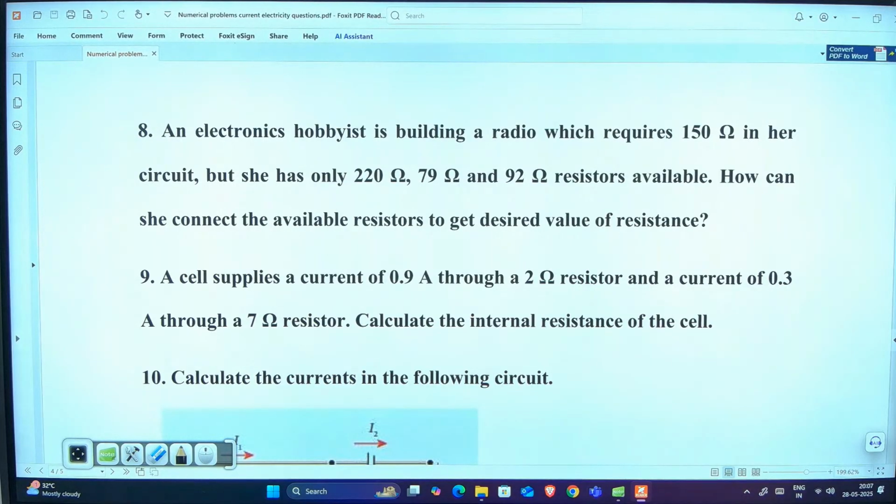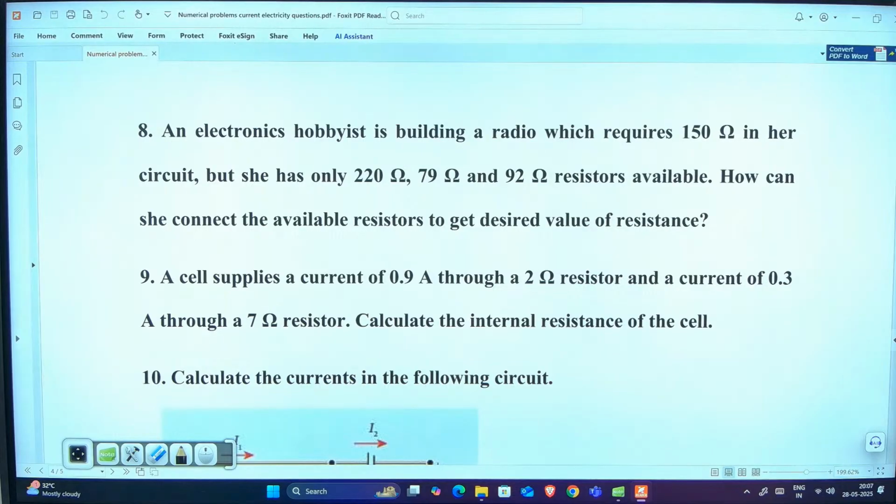Only 58 will come. You got 79 and 92 in series. That addition and 220 in parallel. If you add these two, how much are you getting? 79 and 92, when you add, 171. Okay, 171 parallel to 220, how much did you get? You didn't check. Actually 220 and 79 should be put in parallel. If you put them in parallel, exactly 58 will come. Try 1 by 220 plus 1 by 79, cross multiply, exactly you are getting 58.